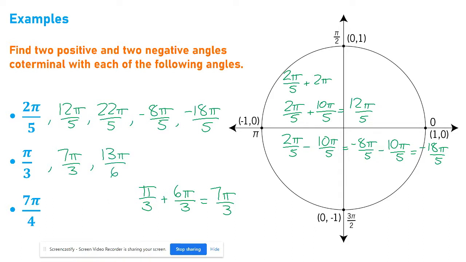Let's do the same thing with subtracting. I'm going to subtract 6 pi over 3. I should get negative 5 pi over 3. And if you're at negative 5 pi over 3 and you subtract another 6 pi over 3, that'll put you at negative 11 pi over 3. So same thing as degrees, it's just you're adding and subtracting 2 pi.